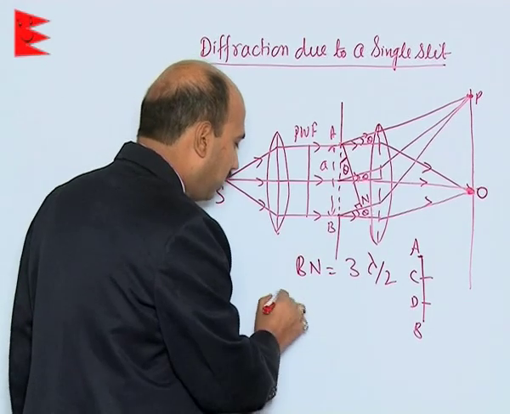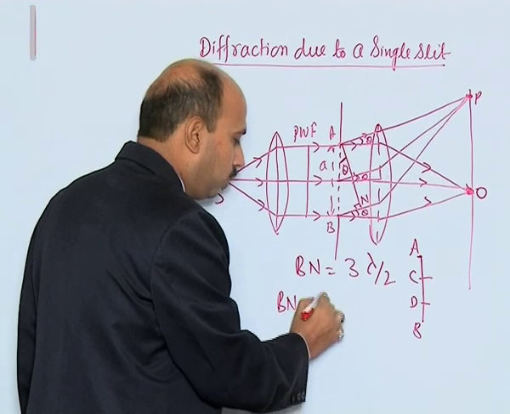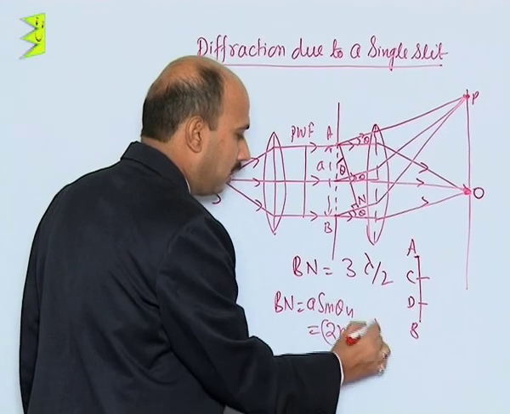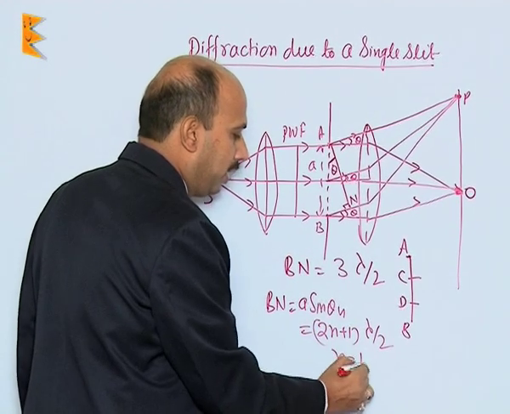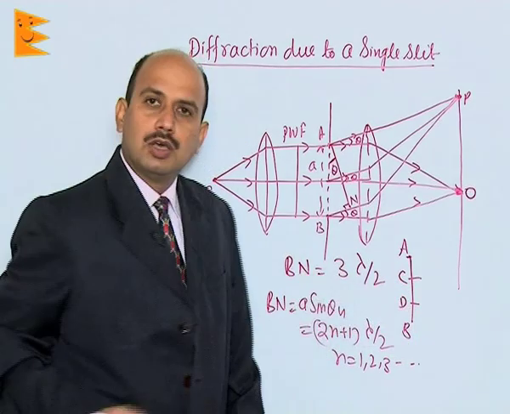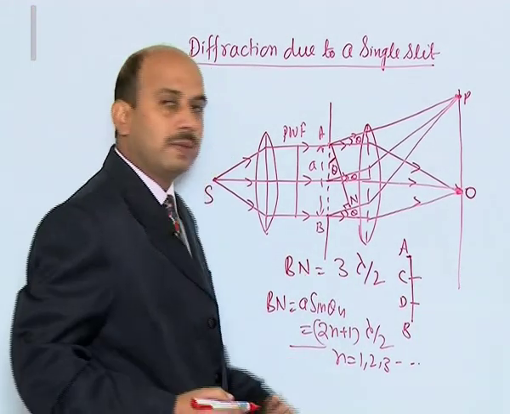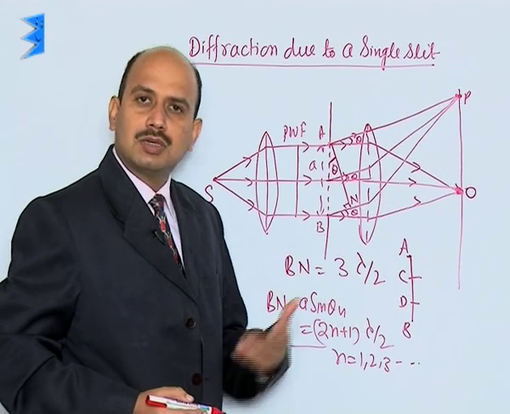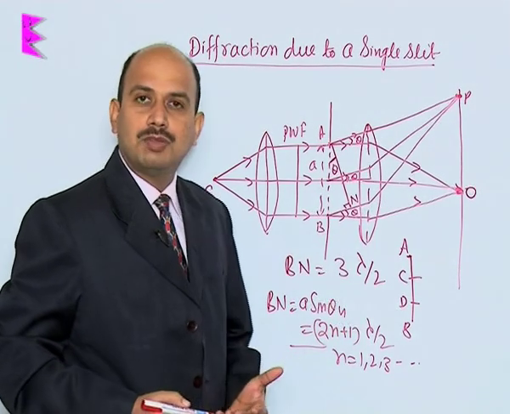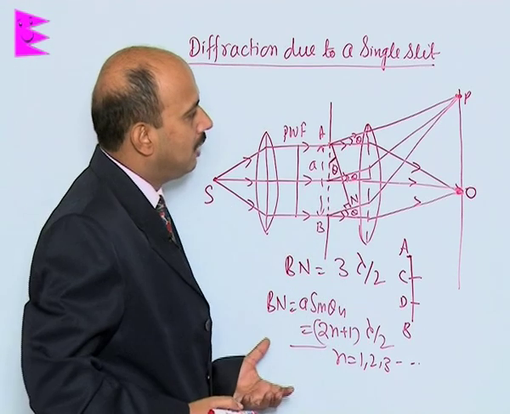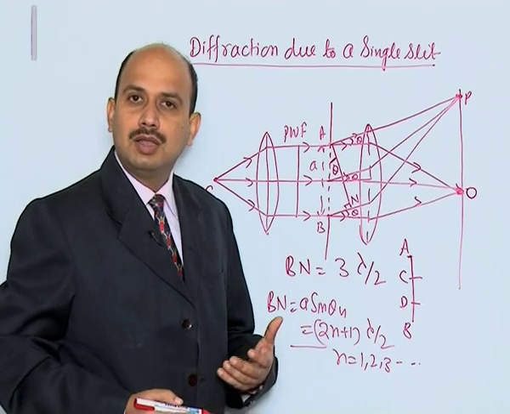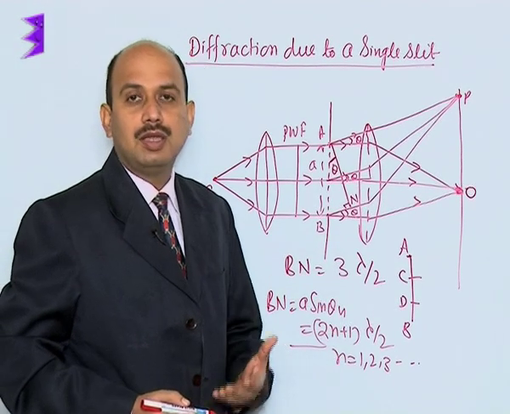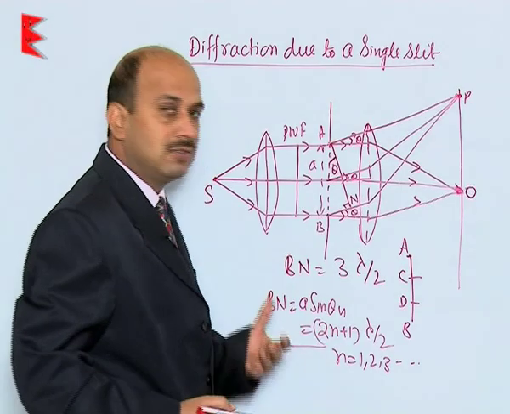In general, we can write here path difference is equal to a sin theta n is equal to (2n plus 1) lambda by 2, and n we can take 1, 2, 3 like this. So, for all these path differences we will be getting secondary maximum. It means first secondary maximum and second secondary maximum, third secondary maximum on either side of the central maximum. So, this is the experimental study of the diffraction due to a single slit. We have seen the conditions for secondary minimum and secondary maximum. Now, we will see the intensity distribution here.